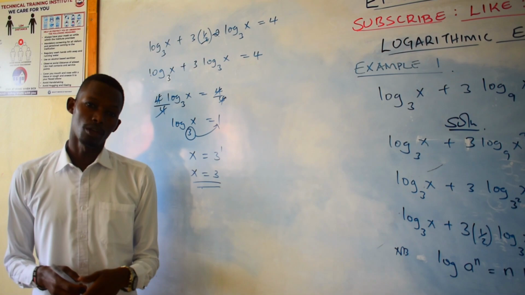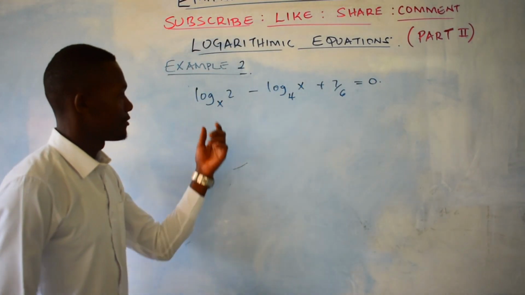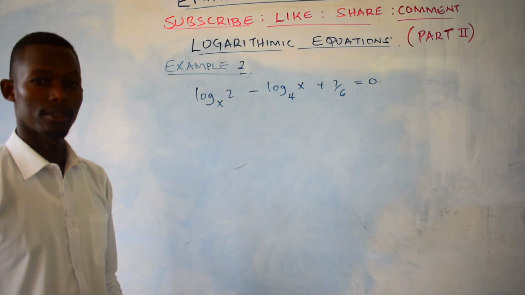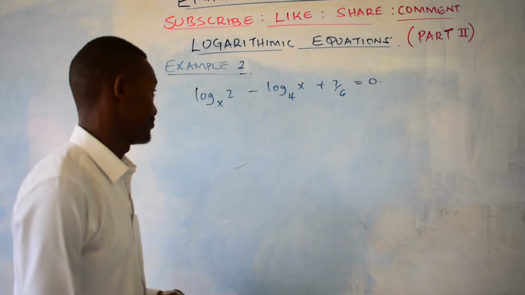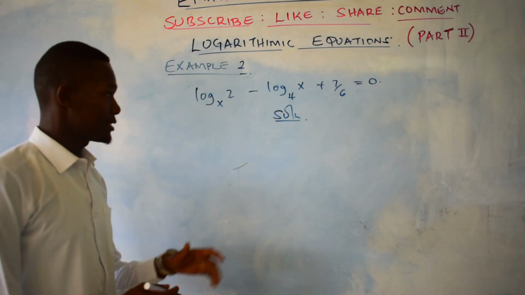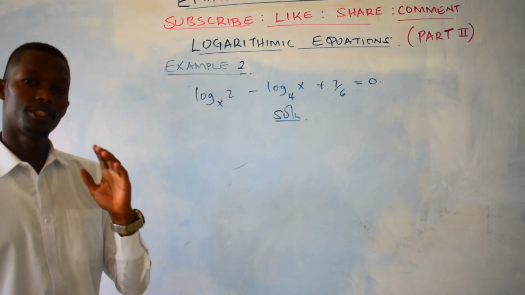Let's check example number 2. We have the log of 2 to base x minus the log of x to base 4 plus 7 over 6 equals 0. Now, in this example, we're going to use the change of base.